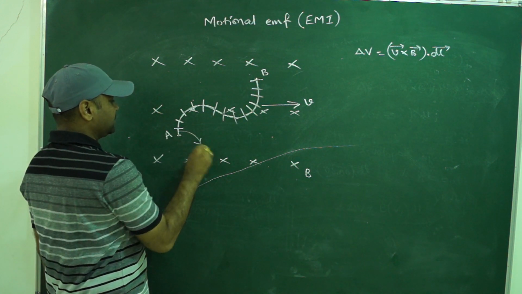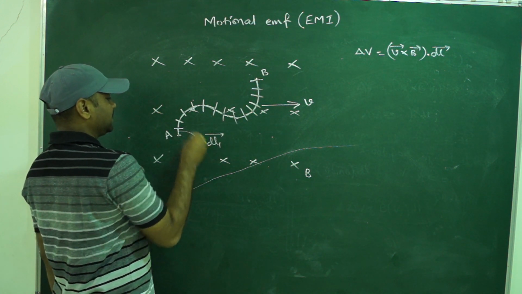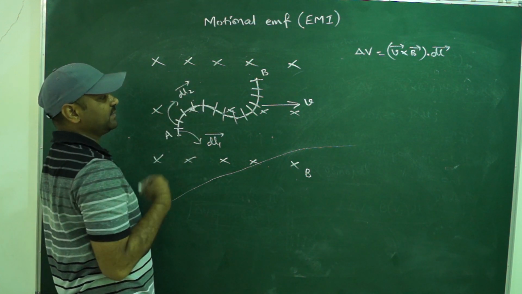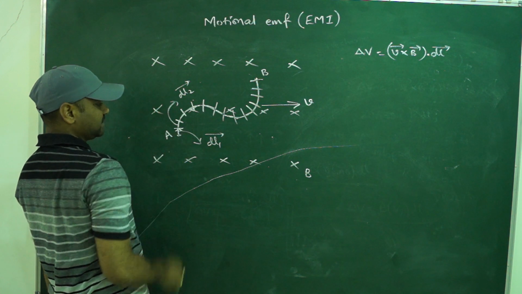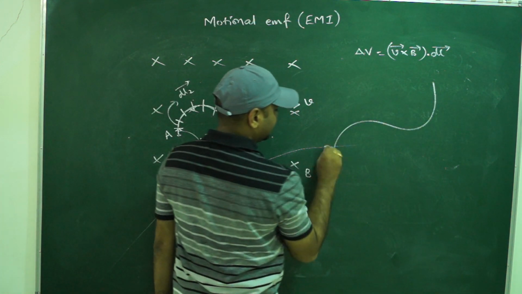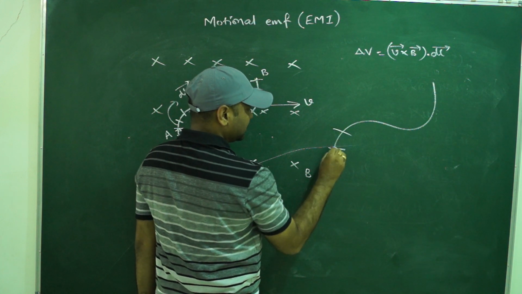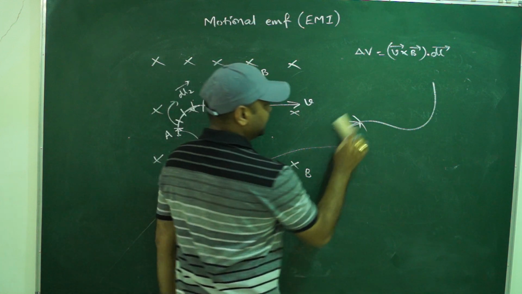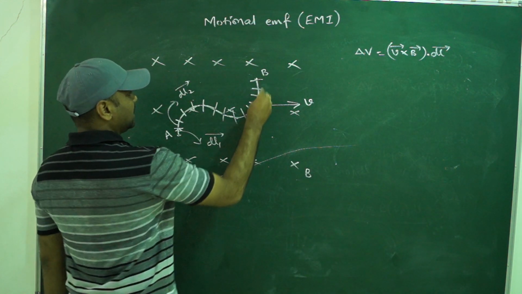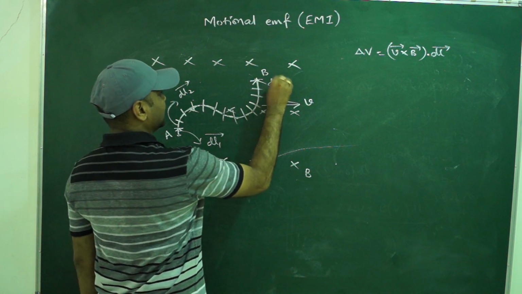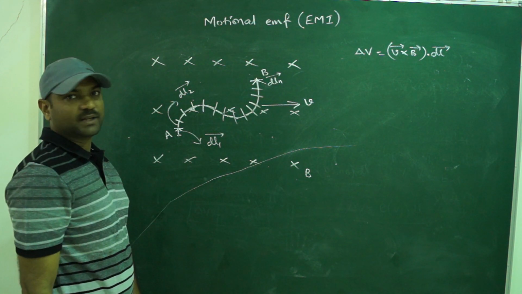Now I am taking the first small part with length dl1 bar, the second small part with length dl2 bar, written in terms of vectors. So this is the conductor, this is one small part dl1 bar, second small part dl2 bar, dl3 bar, like that. I am taking all of them as vectors, and the last part vector is dln bar. Like that, n parts I have made.